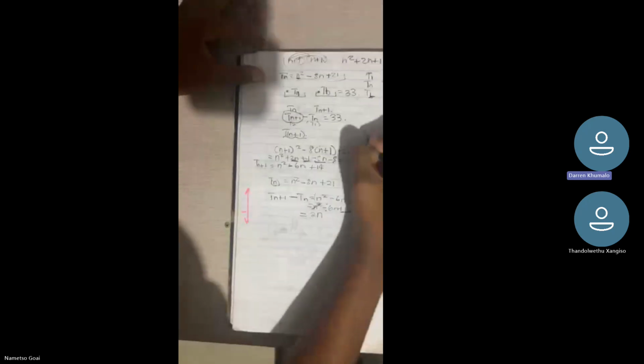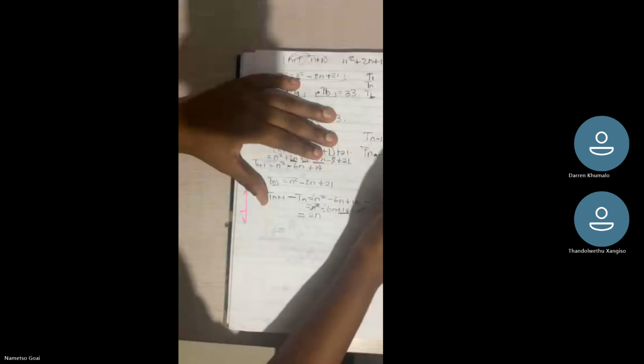What is this? Can I ask about 14? What is the difference between Tn plus 1 minus Tn? Sometimes they put Tn minus 1 minus Tn. Like this? Yeah, you're saying it will be Tn minus 1 minus Tn.